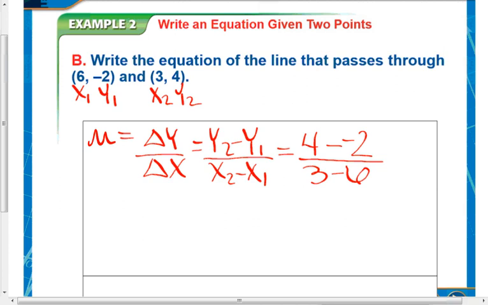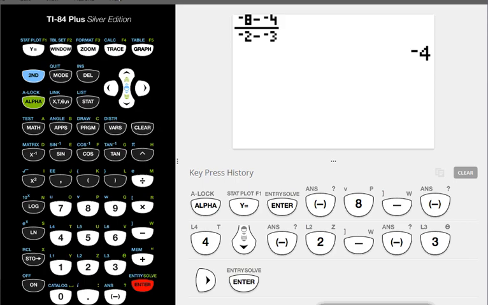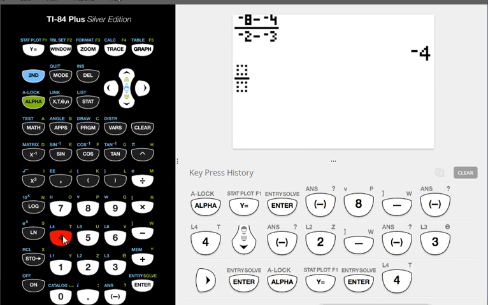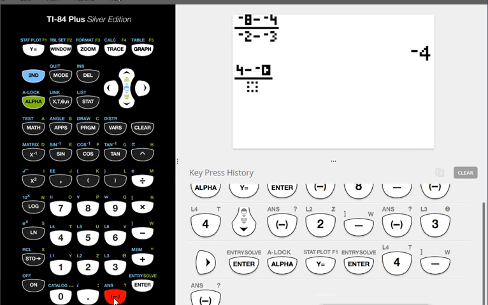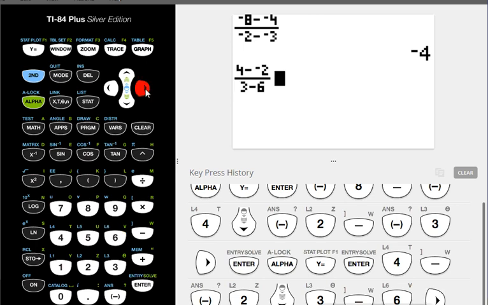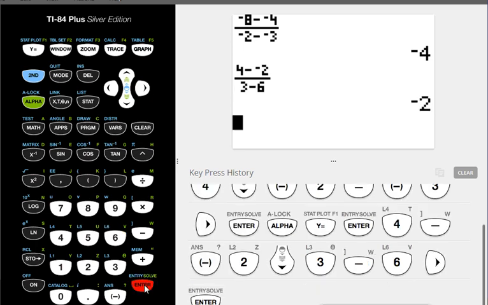Okay. And ladies and gentlemen, we put that into our calculator. Alpha y equals, enter, 4 minus negative 2. Down. 3 minus 6. Okay. Go to the right. Enter. We end up with a slope of negative 2.